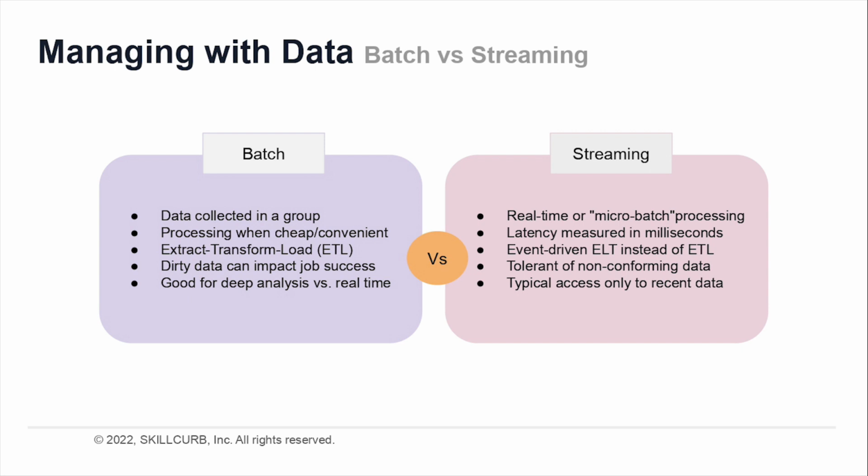Batch data is good for deep analysis and instances where you need lots of historical data. Analytics over streaming, on the other hand, can typically only happen over fairly recent data, usually measured in minutes or hours at the most. There are cases where data can be streamed in and used and analyzed for one purpose, and then after it's stored, it goes through batch processing for deeper analytics.